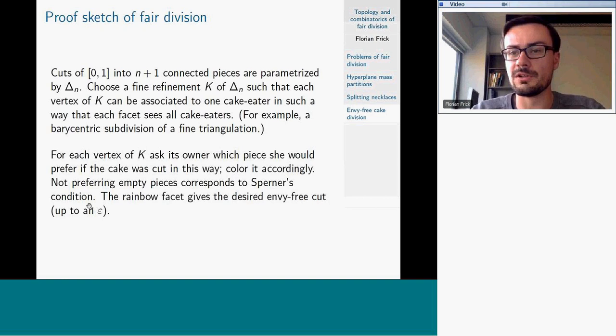And now, what does that mean? Well, in each facet, you see all the cake eaters and they decide for different pieces. So if the facet is really small, then up to an epsilon, you have an envy-free cake division where everyone prefers a different piece. So the proof, since Sperner's lemma finds this rainbow facet in an algorithmic way by path following, also solves this envy-free cake division in an algorithmic way.